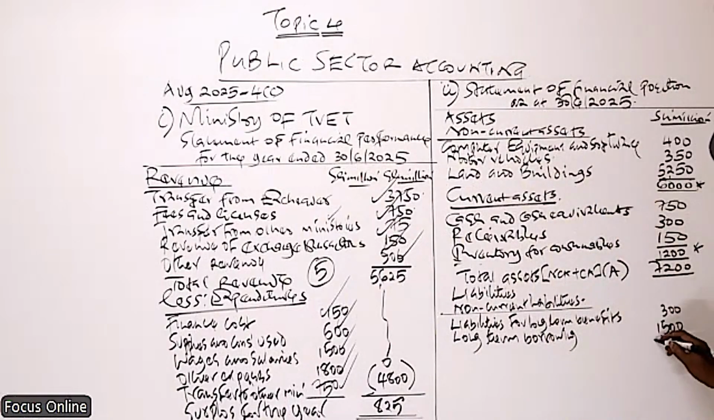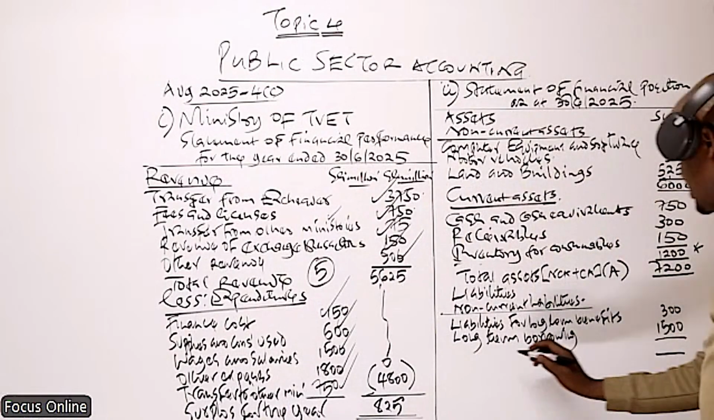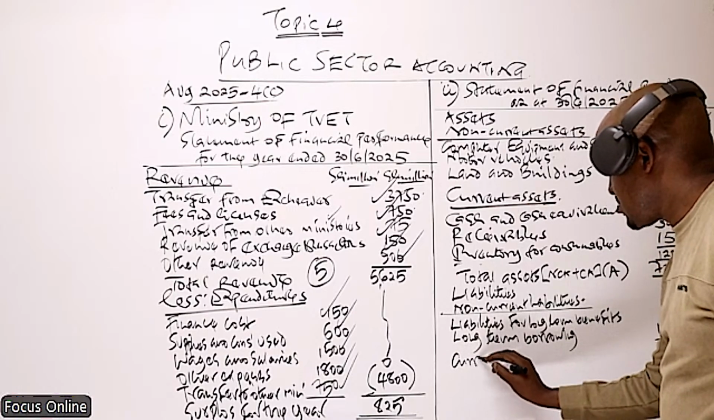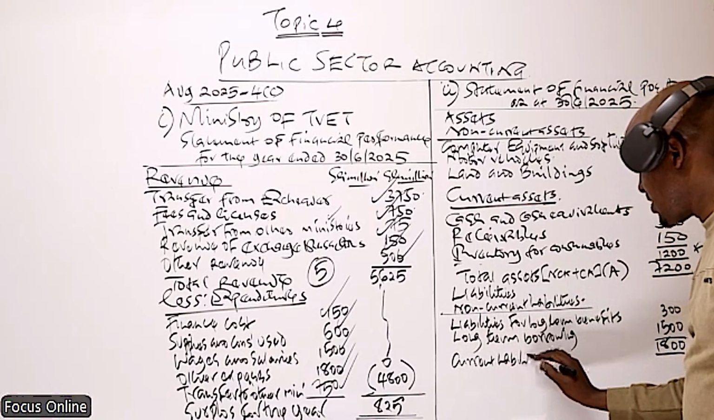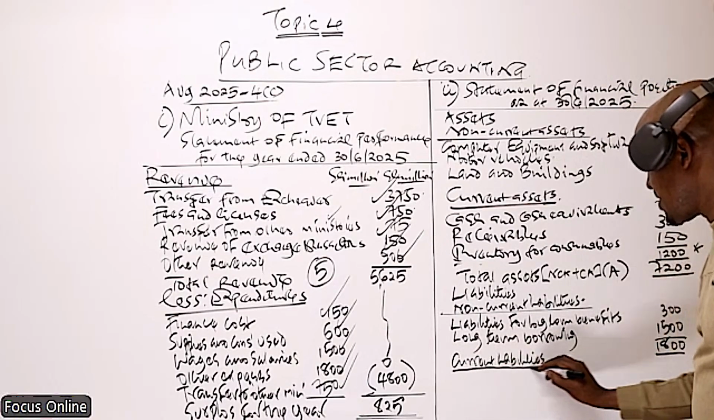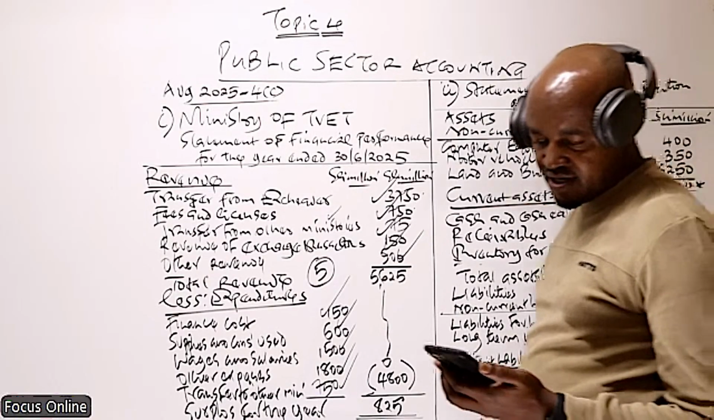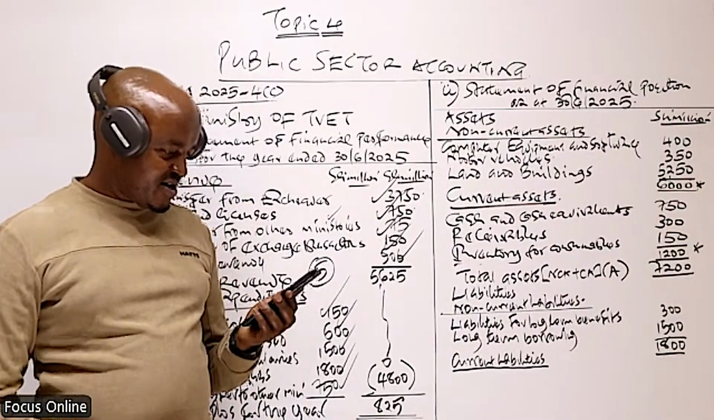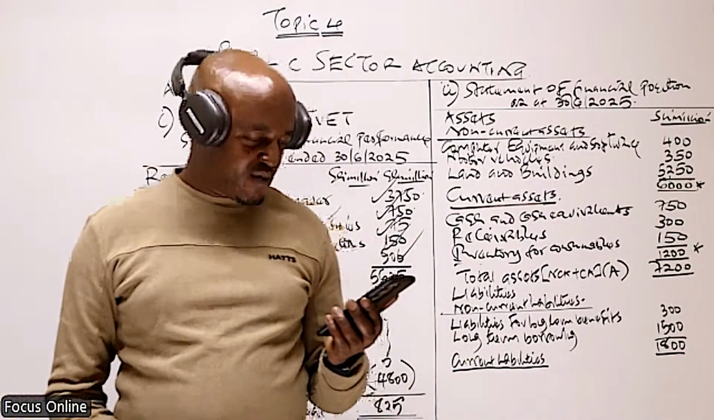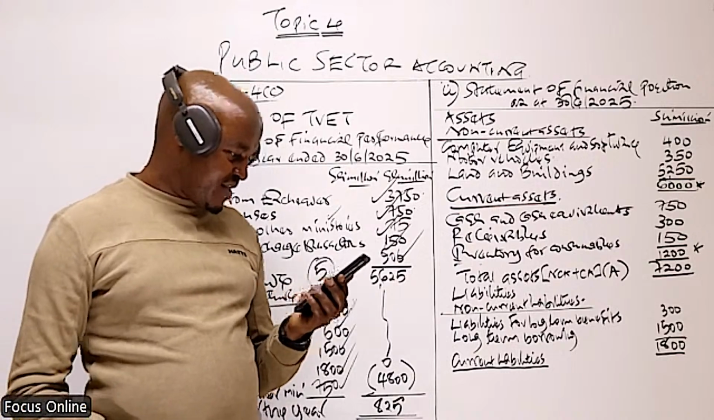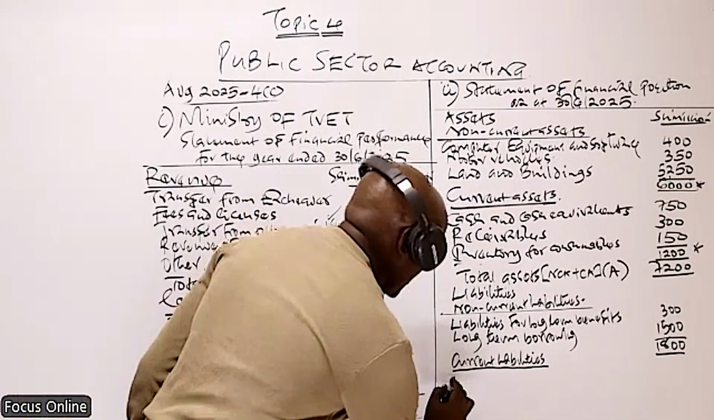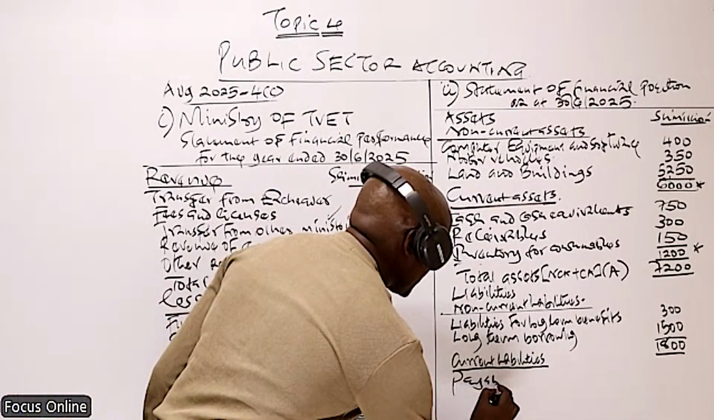So basically what we need to do here is get the total. This one would be 1,800. And then from there, we proceed and we record the current liabilities. In our case, I think I've only seen one, and that is basically the payables. Other than payable, do we have anything else? I can't see any other.